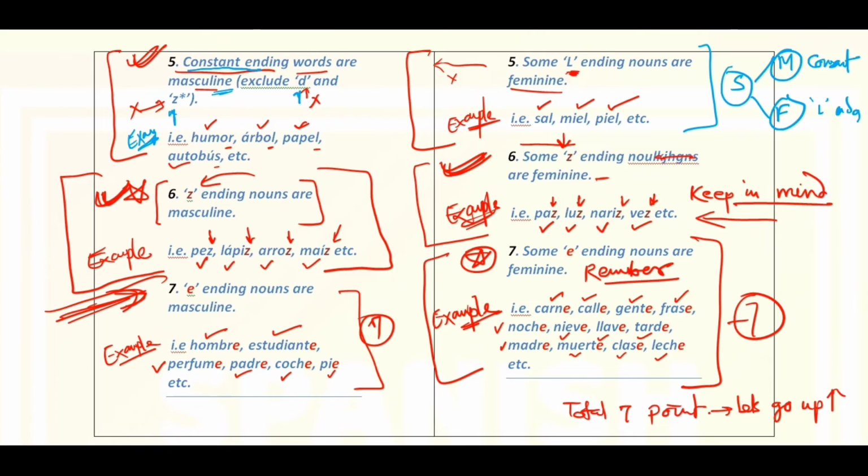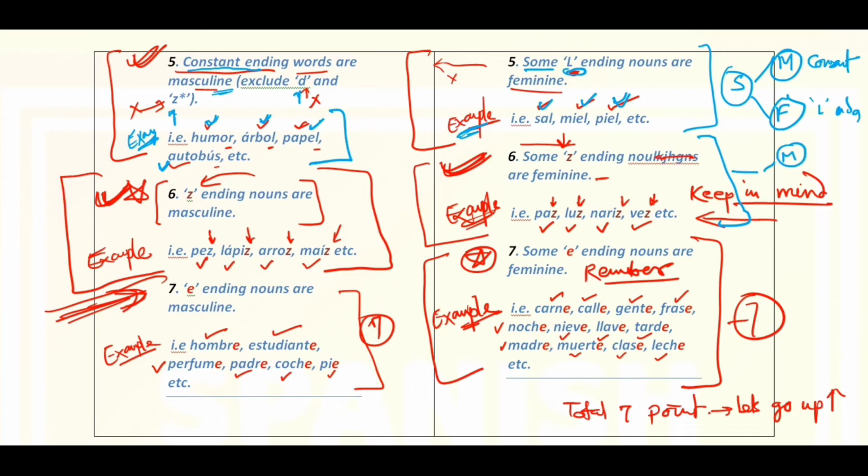Examples are humor, árbol, papel, autobús. Humor, tree, roll, and bus. Some L ending nouns are feminine. Some examples. First, sal, miel, piel. These are 3 examples. Fifth point is done.